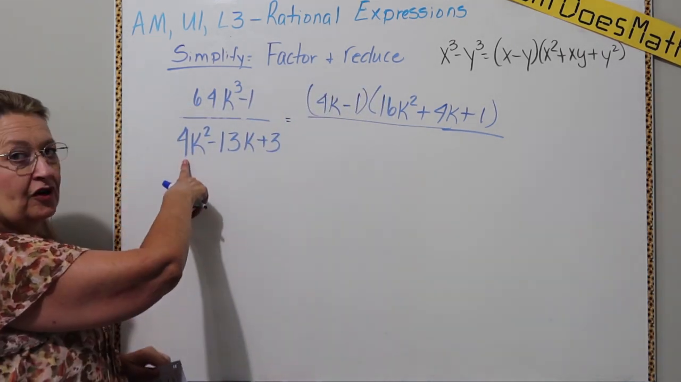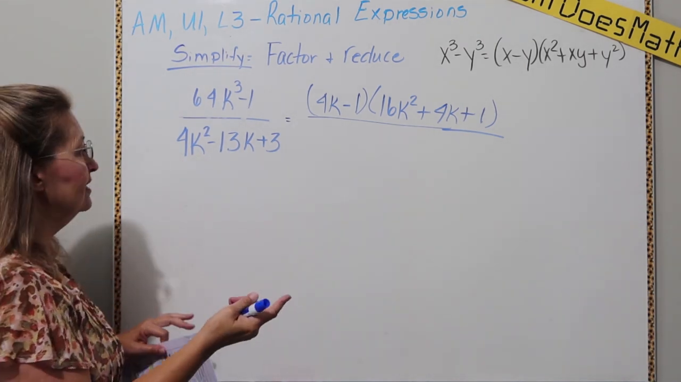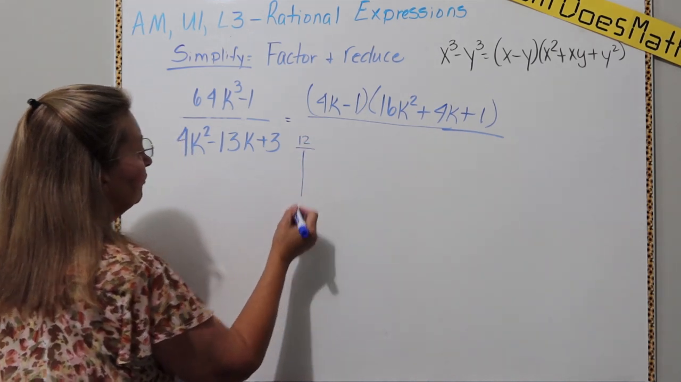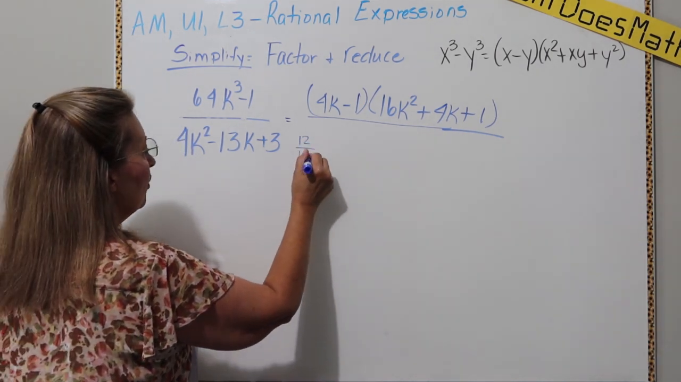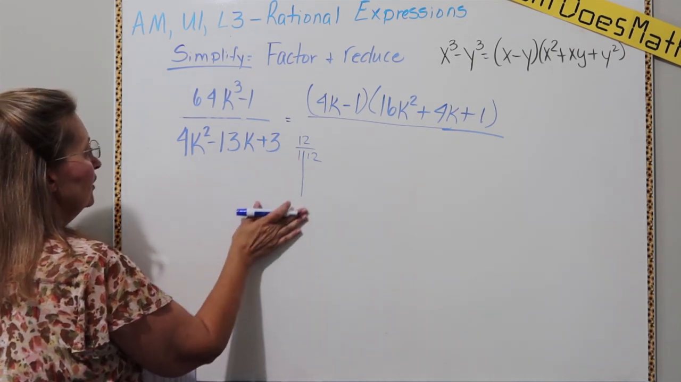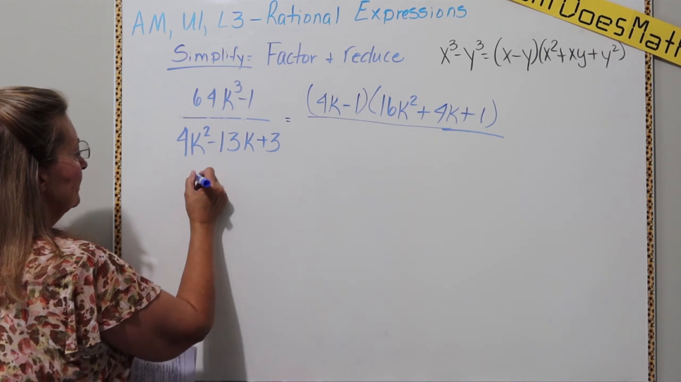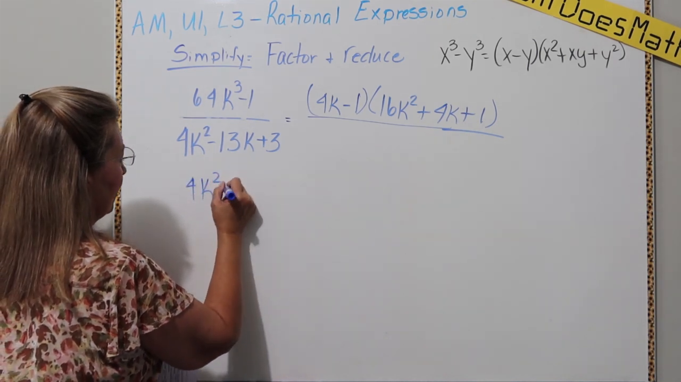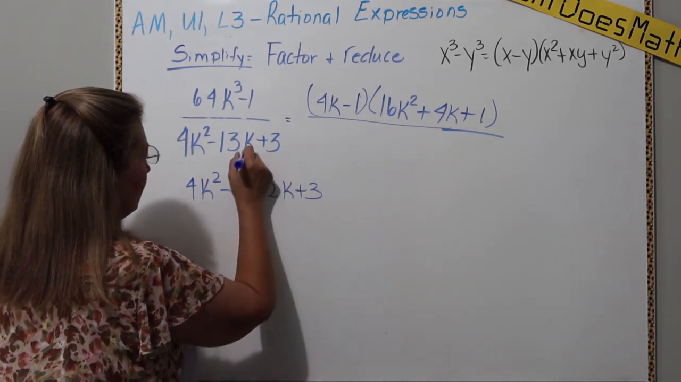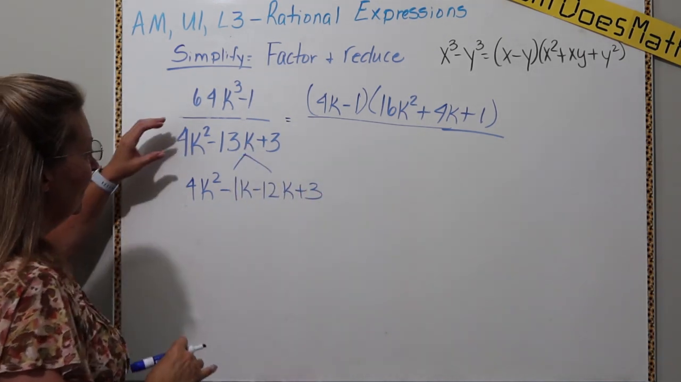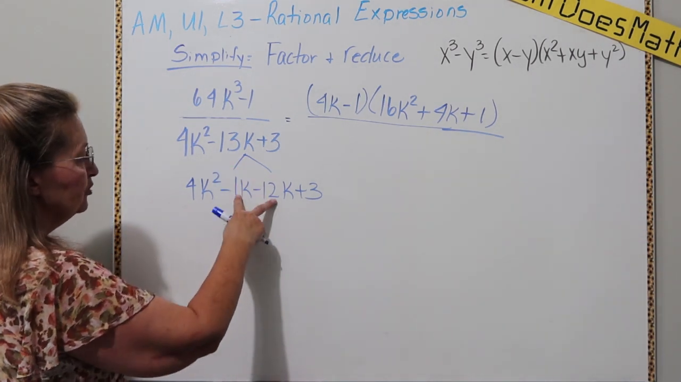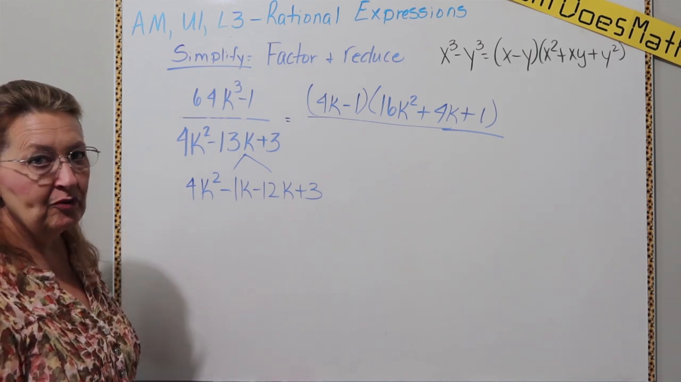Alright, now down here I have another trinomial. I do have a coefficient in front of my quadratic term, so I am going to use that AC method. A times C, 4 times 3 is 12. And I'm looking for a pair of numbers that multiply to give me 12, but add up to give me 13. 1 and 12. So I'm going to rewrite this as 4k to the second minus 1k minus 12k plus 3. Remember, with the AC method, you take a trinomial and you convert it to a 4-term polynomial by splitting this middle term, and then you factor by grouping.